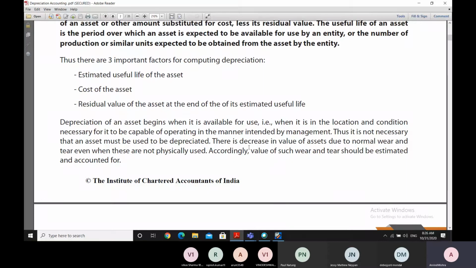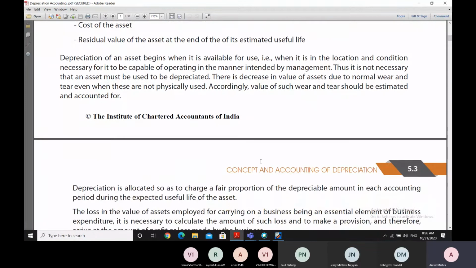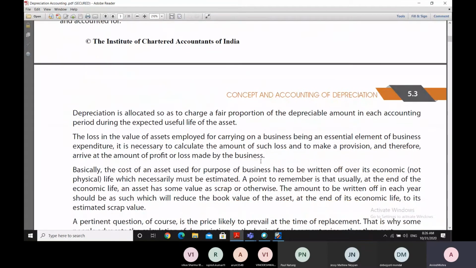Even if it is not being used, there could be some wear and tear. Wearing out may happen even by standing. So there is a decrease in the value of assets due to normal wear and tear, even when the assets are not physically used. And therefore, the value of the wear and tear should be estimated and accounted for even if the machinery is not put to use for the purpose of the business. Now, this is for the purpose of making realistic, true and fair accounts of the business. Here we are not computing the income tax. So, while accounting, the income tax rules will not apply.